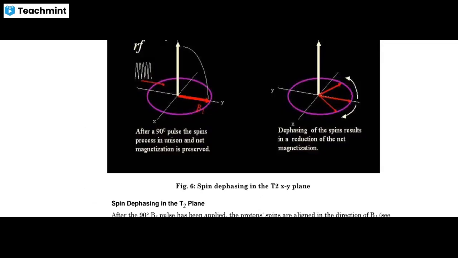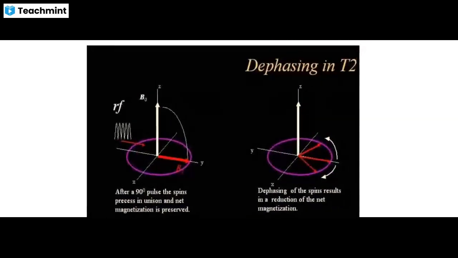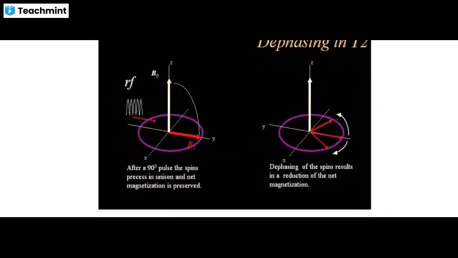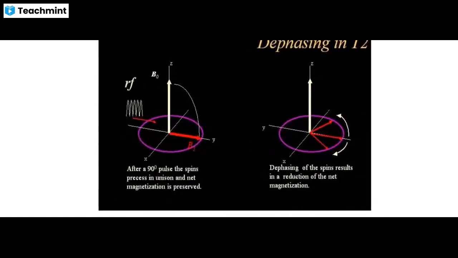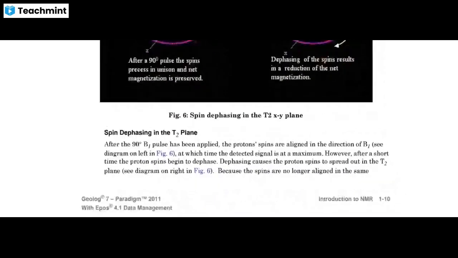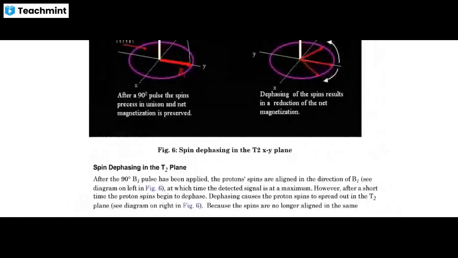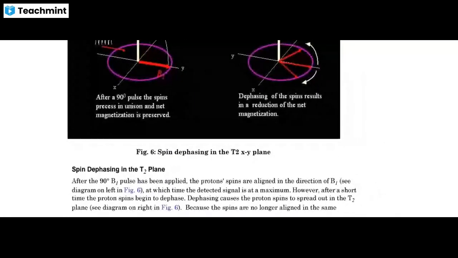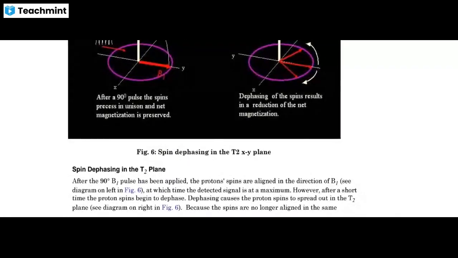Then this is the spin dephasing in the T2 XY plane. Now we are going to dephasing in T2. After the 90-degree pulse, the spins precess in unison and net magnetization is preserved. Then dephasing of the spins results in a reduction of the net magnetization. So this is spin dephasing in the T2 plane.